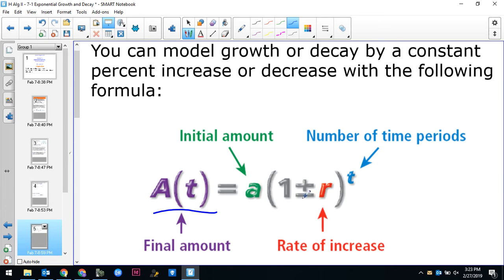Now, it's interesting to point out here that I have a plus or minus. Why? Because this models both growth and decay. Think about it. This is the base of my exponent. So if I want a growth, I want to do something bigger than 1, 1 plus r. If I want a decay, I want to have something less than 1, 1 minus that rate of decay.